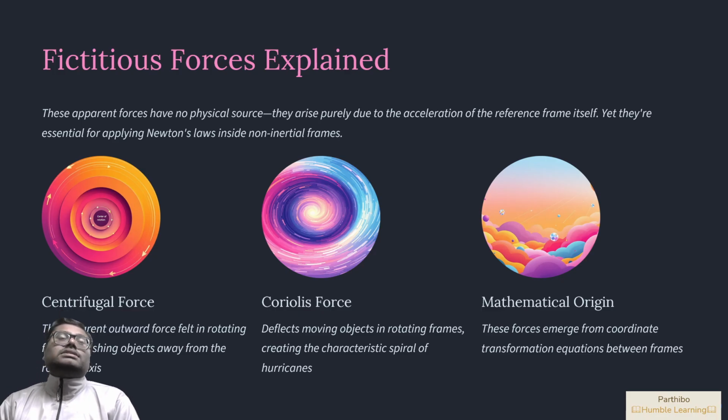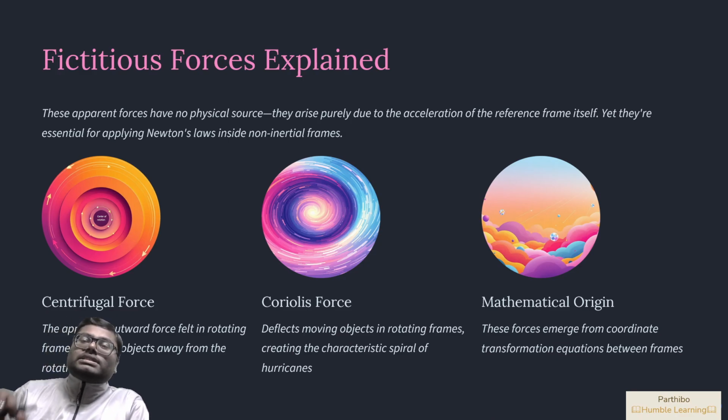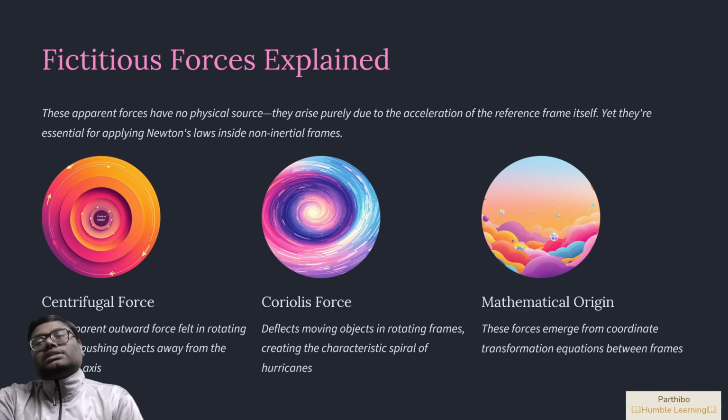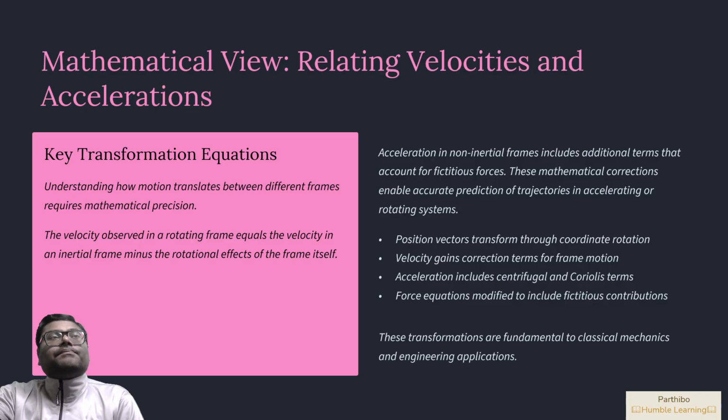Next, Coriolis force deflects moving objects in rotating frames, creating the characteristic spiral of hurricanes. We are talking about storms that happen due to the Coriolis force. These forces emerge from the coordinate transformation equations between frames. So we'll be talking about that later. Velocity and acceleration, key transformation equations, understanding, there are a lot of things happening there. So we'll be doing that later.